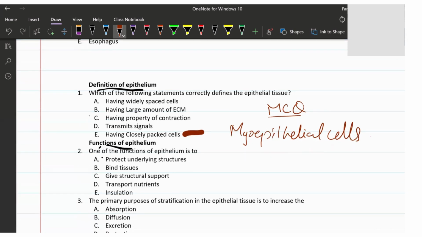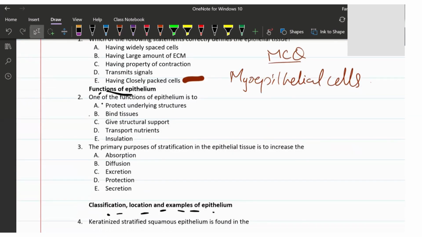So the second question is regarding the functions of the epithelium. One of the functions of epithelium is to. So apart from other functions, that is the secretion, absorption, one of the functions is the, now we will see the options: protect underlying structures, bind the tissues, give structural support, transport nutrients, insulation. So the correct answer is protect underlying structures.